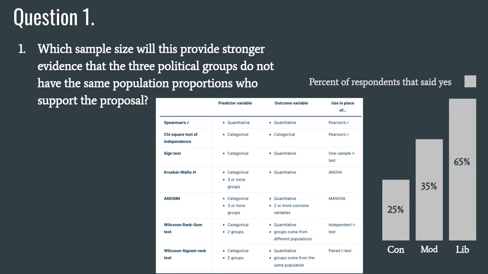The first question we had was about conservative, moderate, and liberal opinions for a certain policy and whether they said yes or no. So the ultimate question was which sample size will provide stronger evidence that the three political groups do not have the same population proportions who support the proposal.